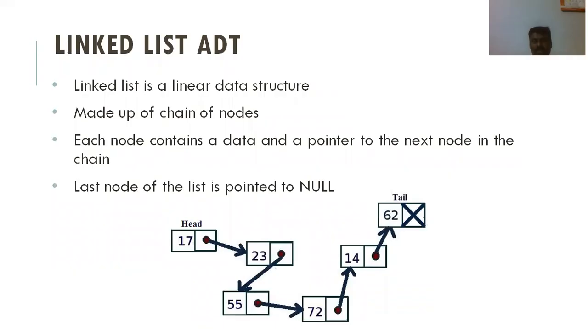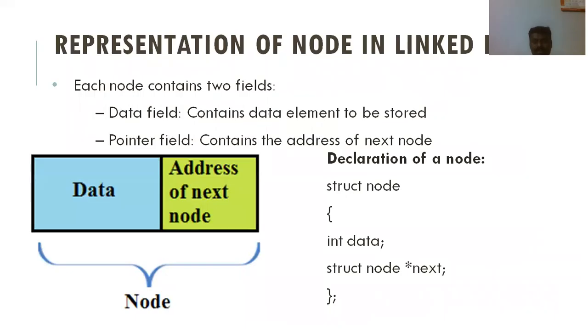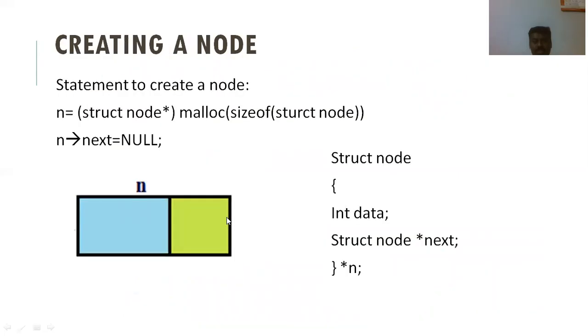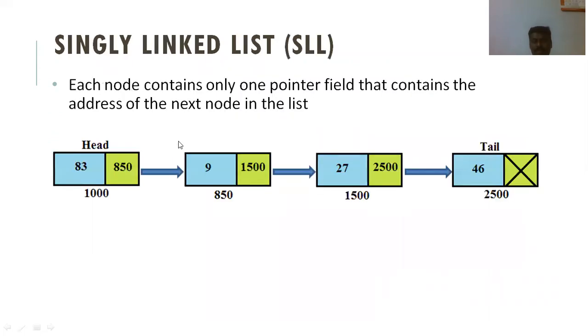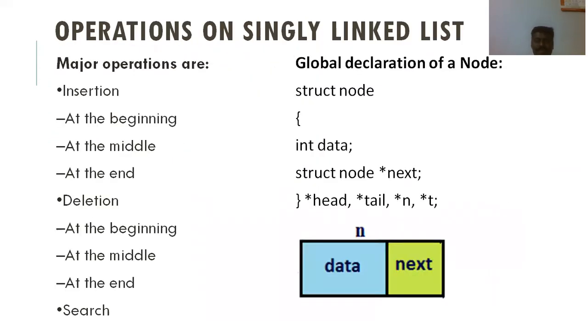A linked list is a linear data structure made up of a chain of nodes. In a node you have two important positions: the data position and the address position. This is a simple representation of a node: one is the data position and the other is the address of the next node. Then the linked list has types: single linked list, double linked list, and circular linked list. The single linked list operations are insertion, deletion, search, and display. These are a few example operations of a single linked list.